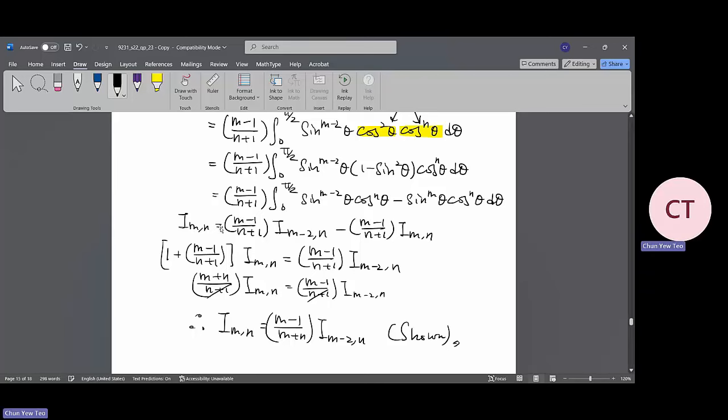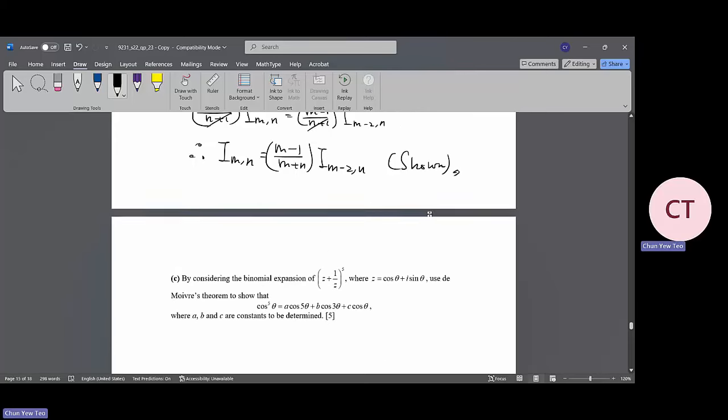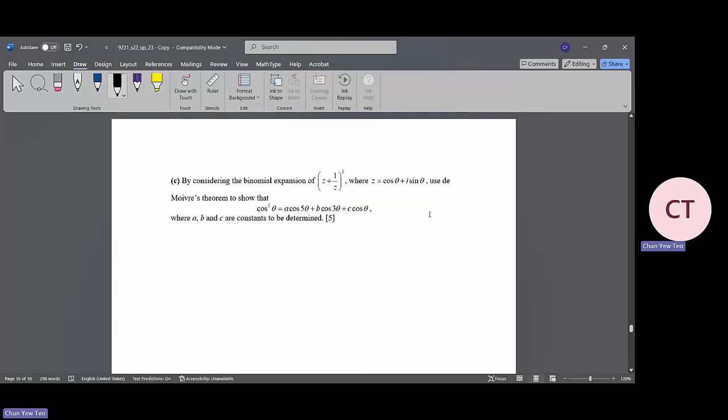Okay. So this is the answer for part B. Now we move on to part C. In part C, we have binomial expansions, where z is cos theta plus i sin theta. So first of all, we start from z equal to cos theta plus i sin theta.